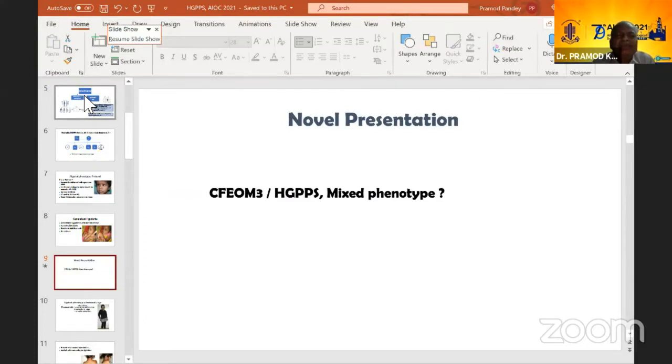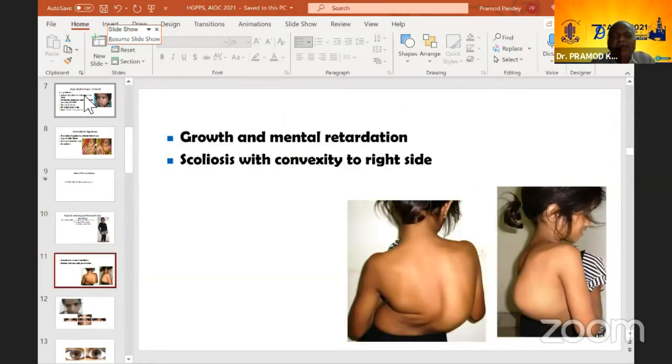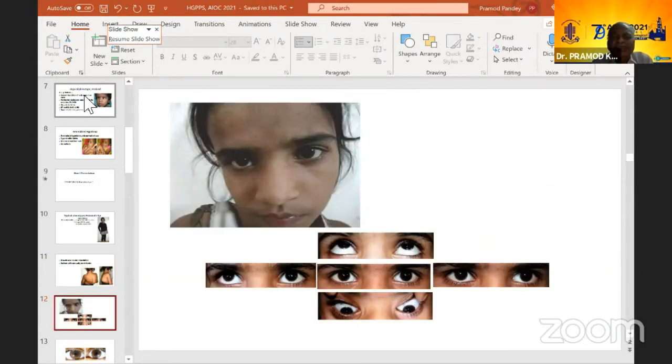Now look at her sisters. This is an 11-year-old sister, with progressive scoliosis since the age of 3.5 years, and there are no ocular complaints with her actually. You can see there is growth and mental retardation. There is scoliosis with convexity to the right side. All these 2 girls, all 3 I'll be showing, will have scoliosis with convexity to the right side. Now this is showing that you can see the motility.